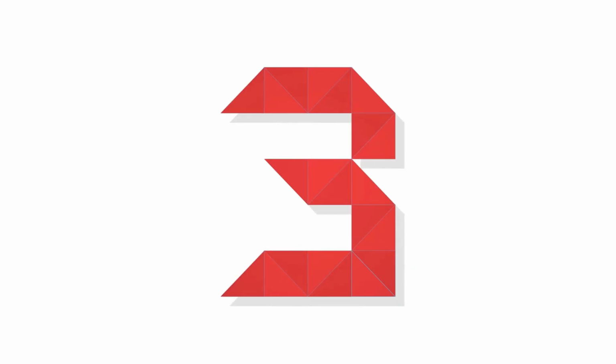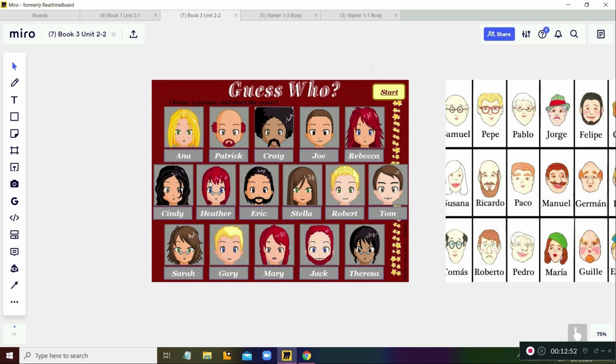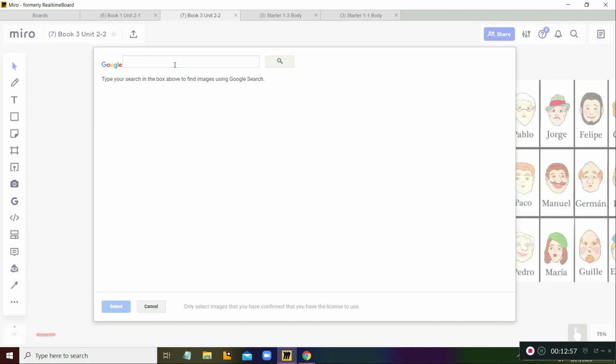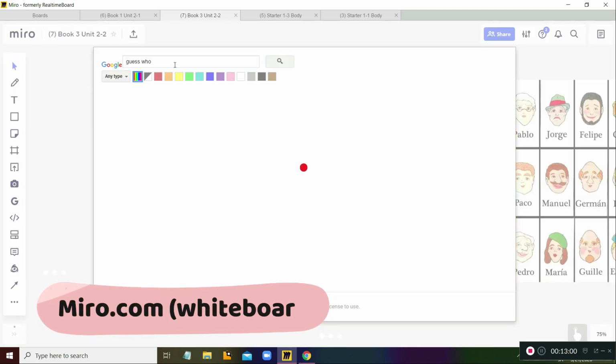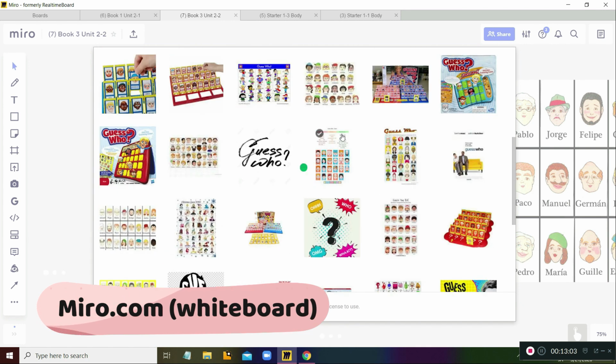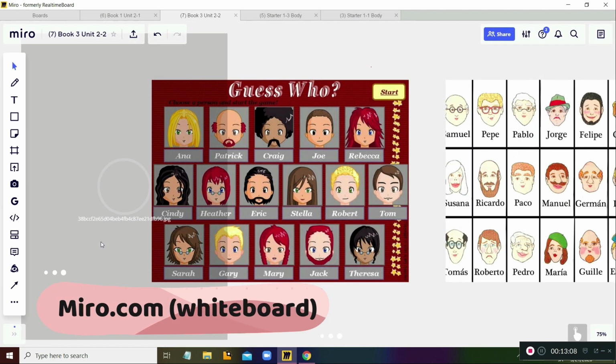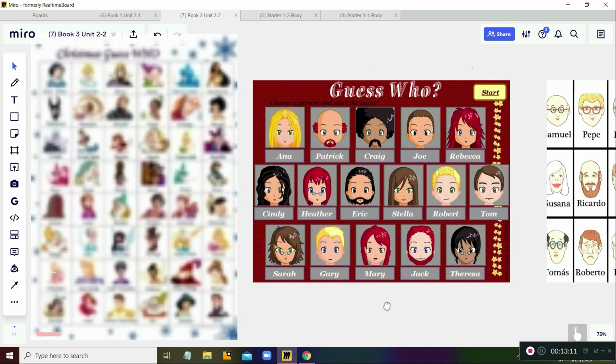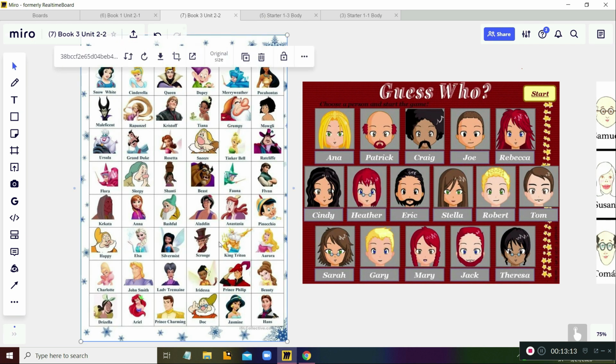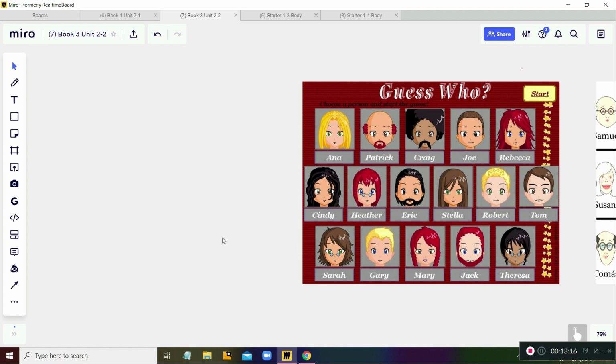Number 3, guess who? If you just go into Google search and type in guess who, you can find guess who boards, a whole bunch of them. Some of them the official ones, some the people have made, and you can just take it and you can play guess who. Oh, that is so much copyright infringement. You describe a person and they guess which one it is. Or you describe one of the people and they draw it. Or they describe and you draw it, or a whole bunch of stuff you can do.